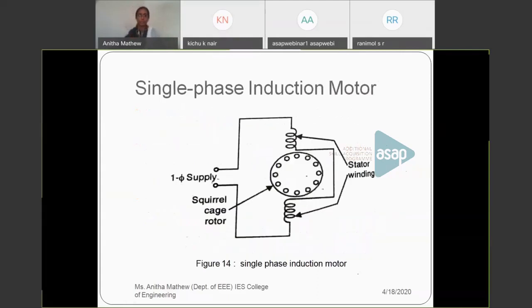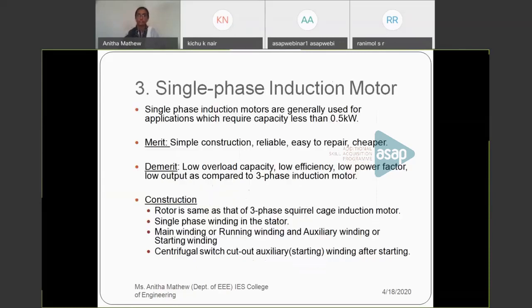The single phase induction motor, the construction is almost similar to the three phase induction motor. We are using stator windings as in the three phase induction motor, but the main difference is that single phase supply is given in single phase induction motor, while three phase supply is given in the three phase induction motor. The single phase motors are generally used for applications which require capacity less than 0.5 kilowatt.